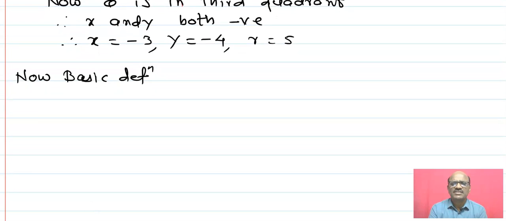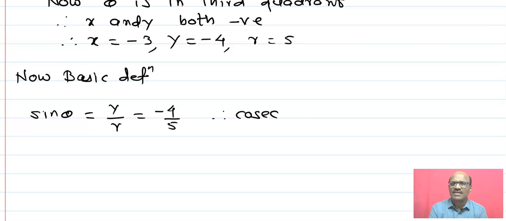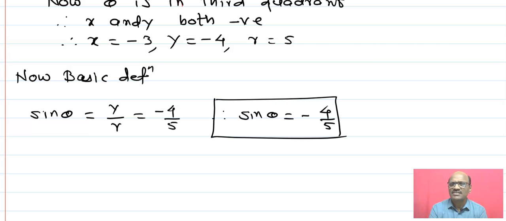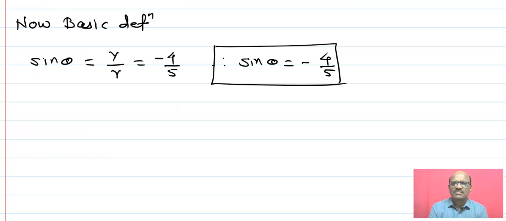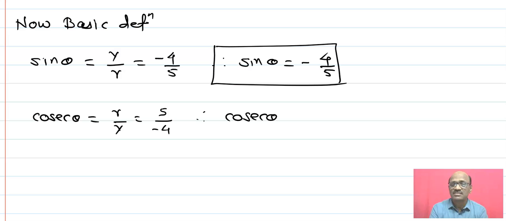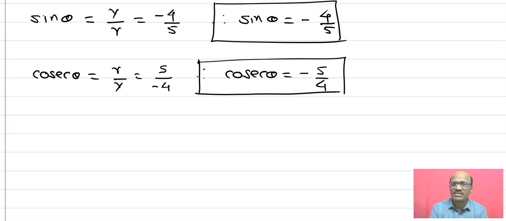Now the basic definition, I always say it is a basic definition: sin theta is equal to y upon r, that is minus 4 by 5. Here, you do not need to say again that the sine is negative; it is already negative. So sin theta is equal to minus 4 by 5, because we have decided that the point is in the third quadrant. Therefore, it is not necessary to decide again. If you do, negative and negative become positive, and your answer will be wrong.